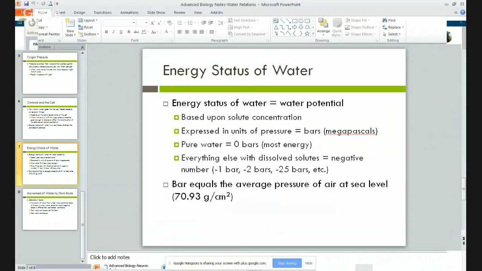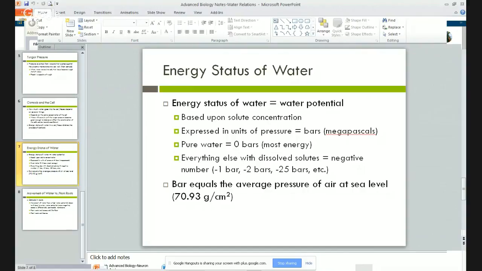One bar, or you could convert that into a megapascal. What a bar is, it's just the average pressure of air at sea level. If you want the conversion here, 1 megapascal is equivalent to 10 bars, or you could say 1/10 of a megapascal equals 1 bar. Kind of gives you the conversion there.